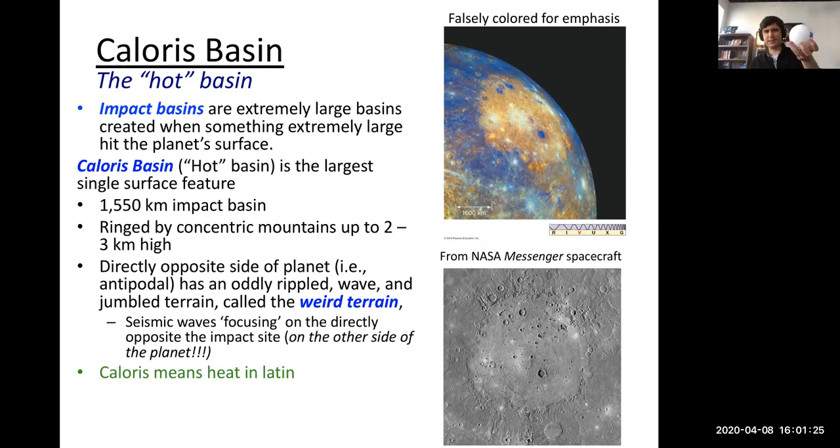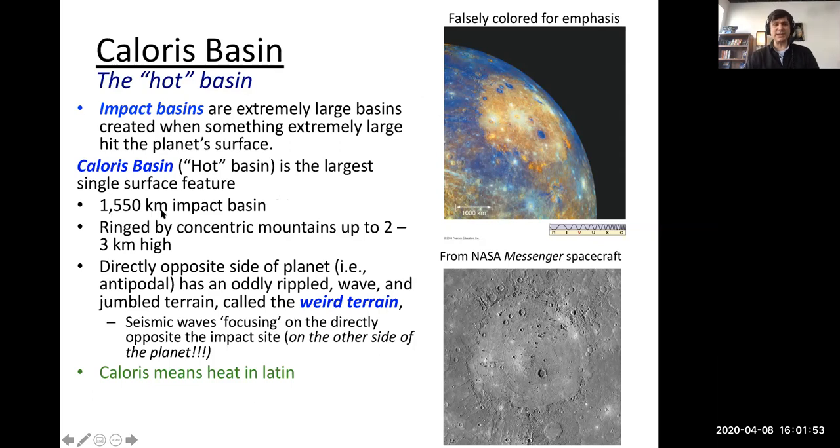Here we have a planet. Here we have a very large impactor. Hits it, creates a very, very large impact basin, a very, very, very large impact crater. So large that we just call it a basin. And Caloris Basin is the largest single surface feature on Mercury, and it is one of the largest impact basins in the entire solar system. From edge to edge, it is just shy of 1,600 kilometers.